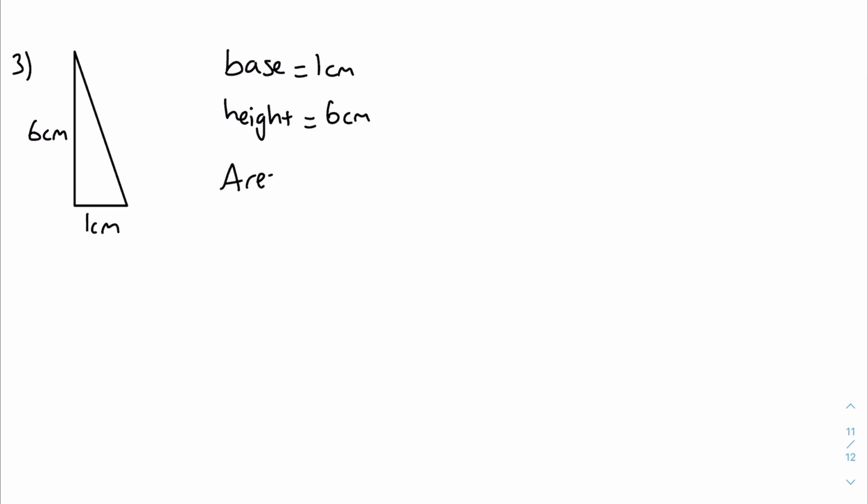So that means that the area is going to be equal to 1/2 multiplied by 1 multiplied by 6. 1 times 6 is 6, so we then got 1/2 times 6, and that will then leave us with 3. So the area of this triangle is 3 centimeters squared.